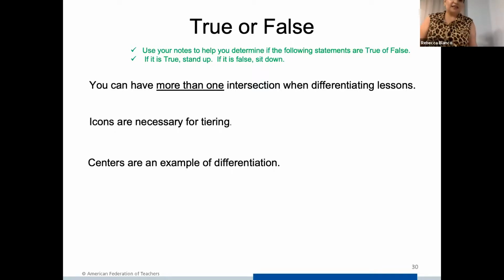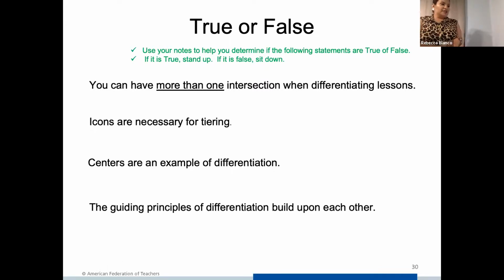All right, icons are necessary for tiering. So I want to say yes. Because remember, they help keep you organized and they help the kids know what it is that they need to be doing, what they're expected to do. And then the guiding principles of differentiation build upon each other. So remember the guiding principles: you're doing your assessment, respectful tasks, you have those flexible groupings, okay? And tiering levels are the same as RTI levels.